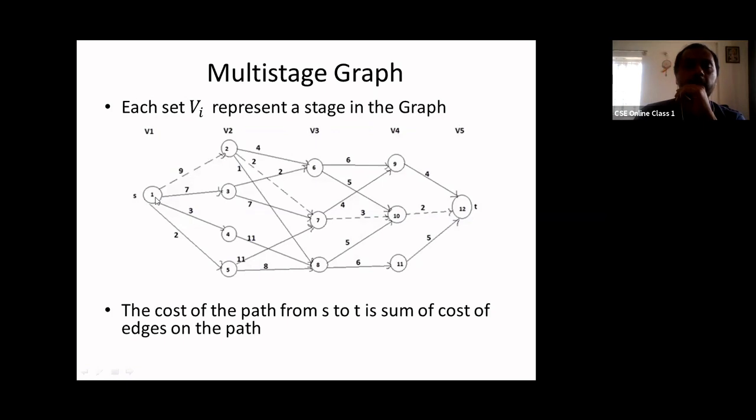The edges originate from one stage and end at another stage. You can see an edge originating from vertex 1 and ending at vertex 2, which lies in the second stage. Likewise, an edge originates from vertex 1 and ends at vertex 3. Vertex 3 is in stage 2 and vertex 1 is in stage 1. Same way, you can see 2 to 6: there is an edge from vertex 2 to 6, where 2 is in stage 2 and 6 is in stage 3, and similarly.